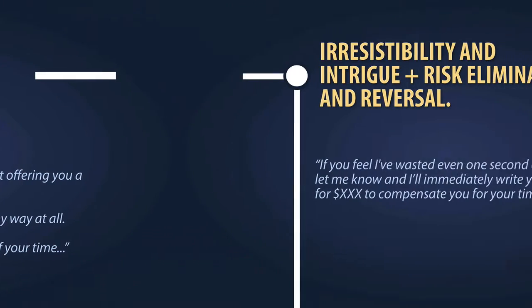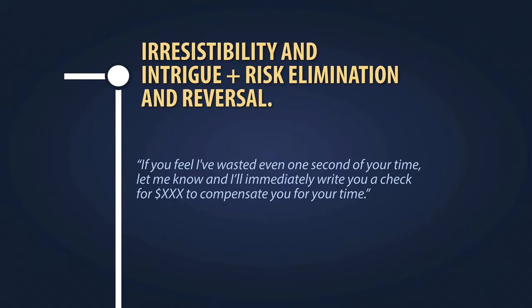This is step number 5, which is irresistibility and intrigue with risk elimination and reversal. And here's where the rubber meets the road. We say, if you feel I've wasted even 1 second of your time, let me know and I'll immediately write you a check for $50 to compensate you for the 45 minutes we spend together. Now, boom, right there, now they're interested, right? Because they're intensely curious. They're very intrigued, and they find this irresistible.